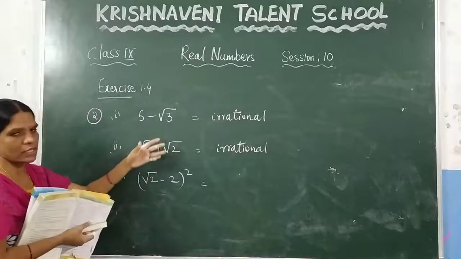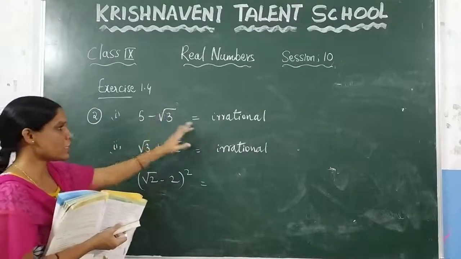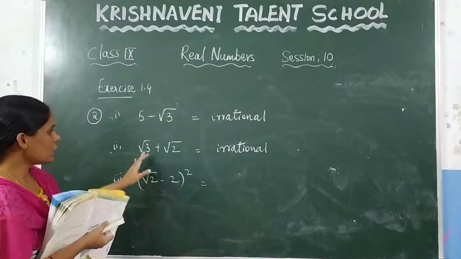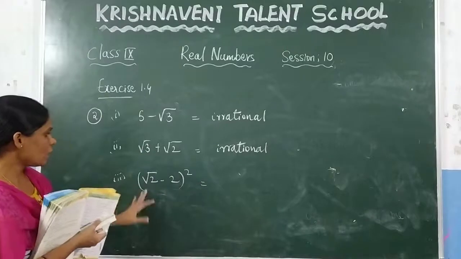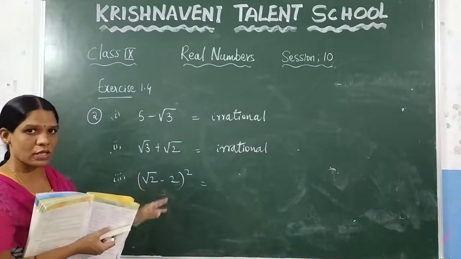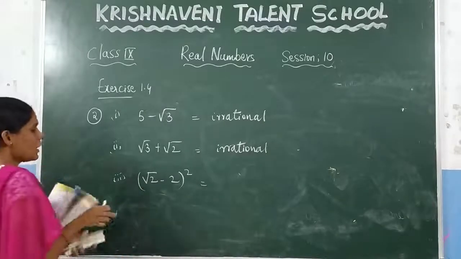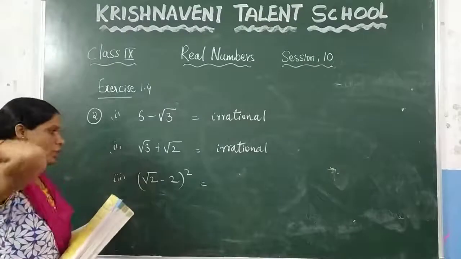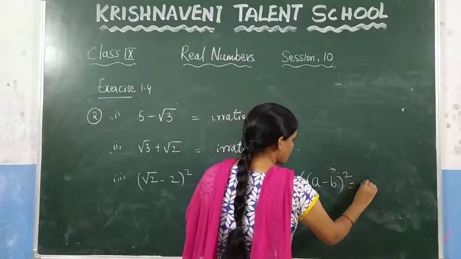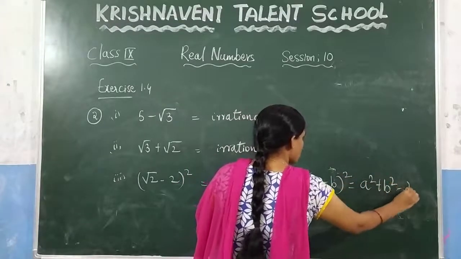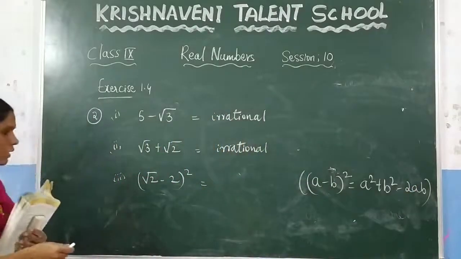Clearly here we can say it is an irrational number because if one is rational and the other is irrational, the result will always be irrational. And if two numbers are irrational while adding, you will get an irrational number. But here, to see whether it is irrational or rational, you need to find the value of this one. Here, it is in the form of a minus b whole square. You know the formula for a minus b whole square is a square plus b square minus 2ab. Just substitute in this, and after that we can check whether it is a rational or irrational number.